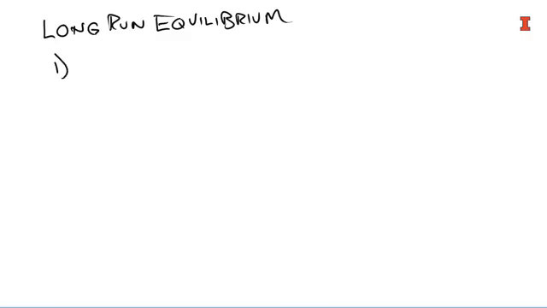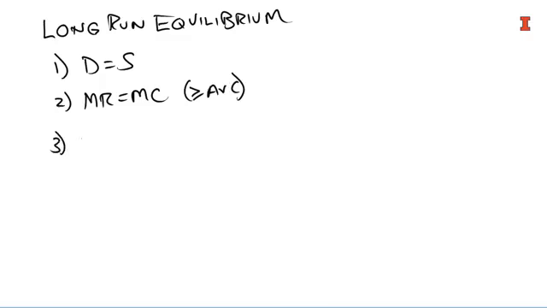First, the market has to be happy. Demand has got to be equal to supply. That was a short-run condition too. Second, the individual players in the industry have to be happy. Marginal revenue equals marginal cost, greater than or equal to average variable cost, right? So we're not violating a shutdown condition. And the third condition has to be that profits are equal to zero. Economic profits are equal to zero.